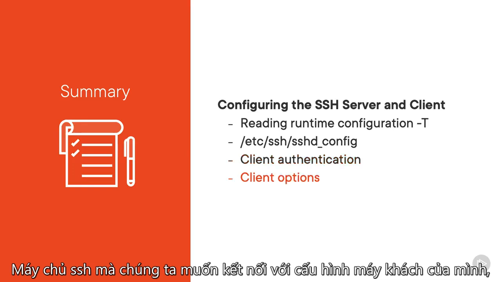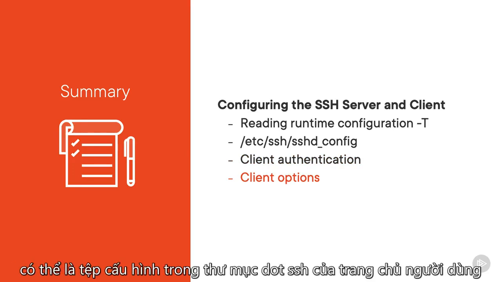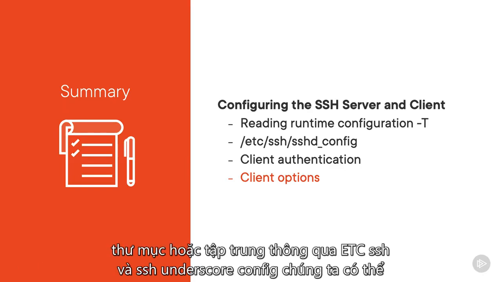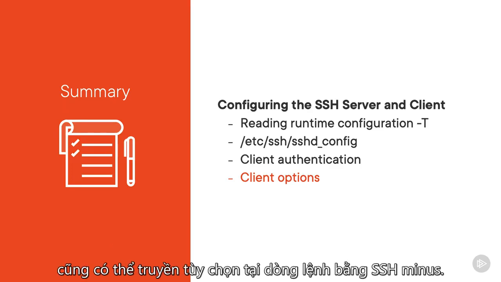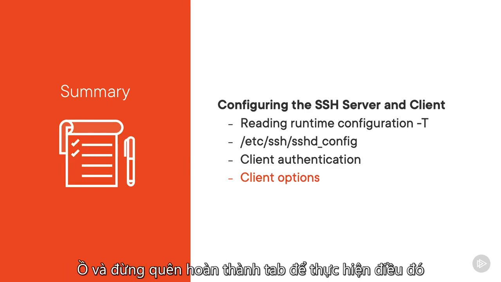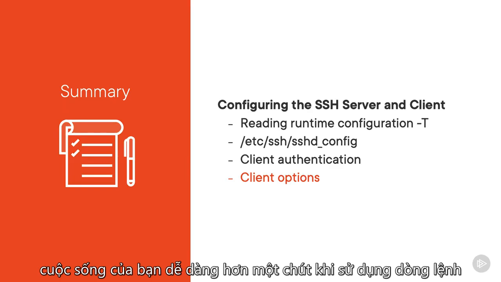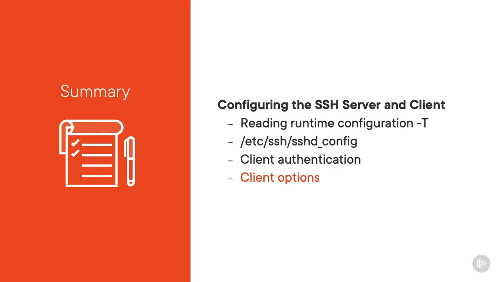Our client configuration could be the config file within the .ssh directory of the user's home directory, or centrally through the /etc/ssh/ssh_config. We can also pass options at the command line with ssh -o, and don't forget about the tab completion to make that life just a little bit easier for you at the command line.